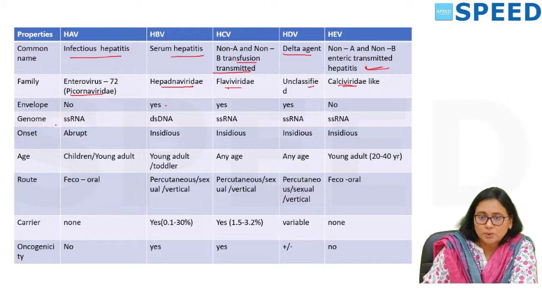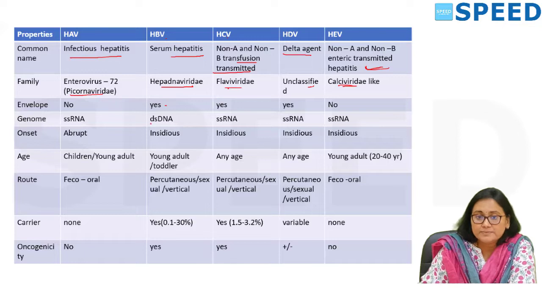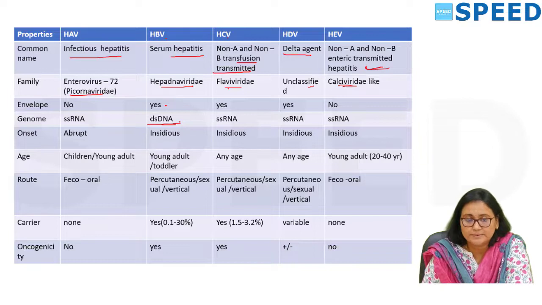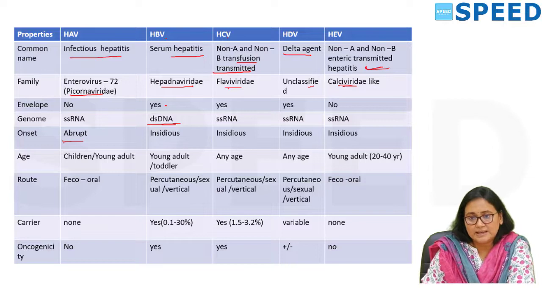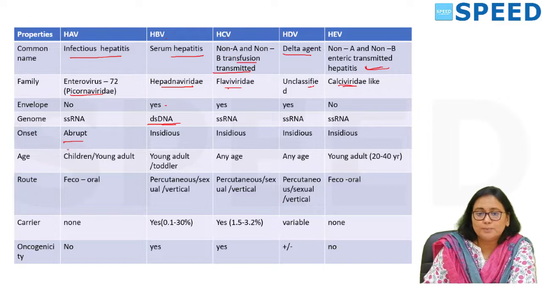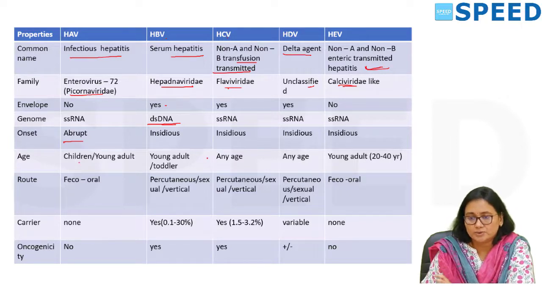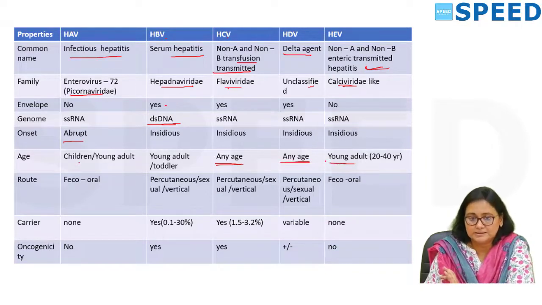If you check their genome, all of them are single-stranded RNA viruses except hepatitis B, which is a double-stranded DNA virus. That you have to remember. Onset of infection is abrupt in hepatitis A, the rest all have insidious onset. The age group affected in A is children and young adults. Hepatitis B can happen in young adults or toddlers. Hepatitis C can happen at any age, D can happen at any age. E you also see in young adults.